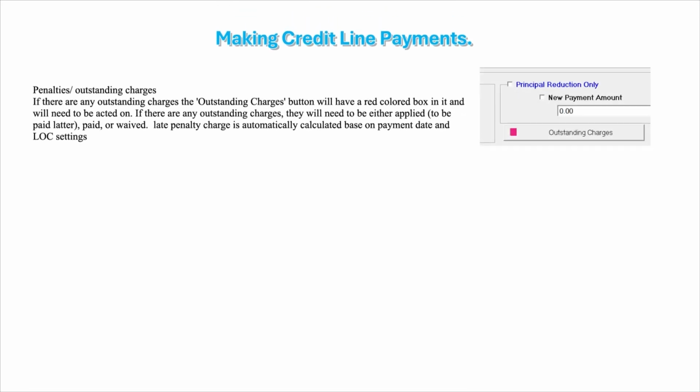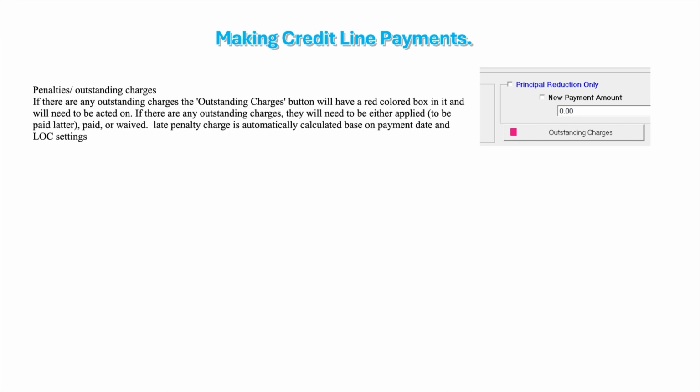Penalties, outstanding charges. If there are any outstanding charges, the Outstanding Charges button will have a red-colored box in it and will need to be acted on. They will need to be either applied, to be paid later, paid, or waived.